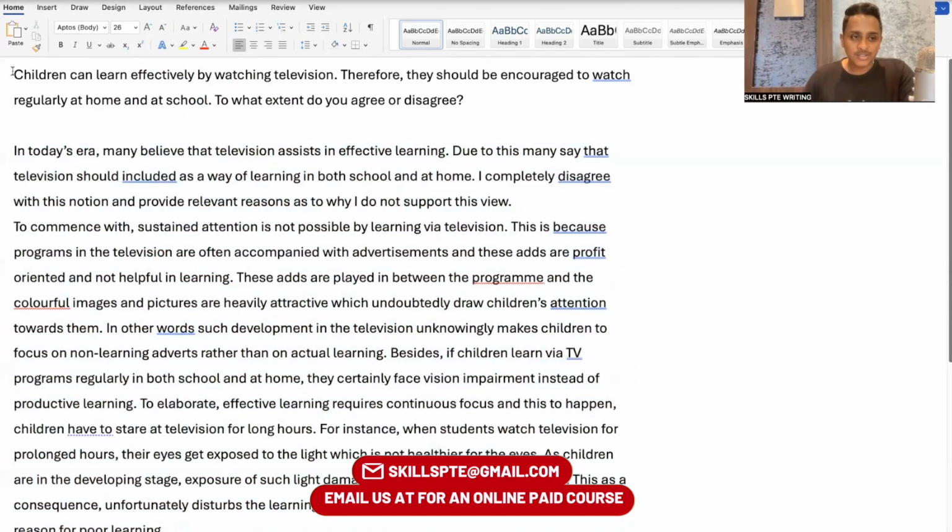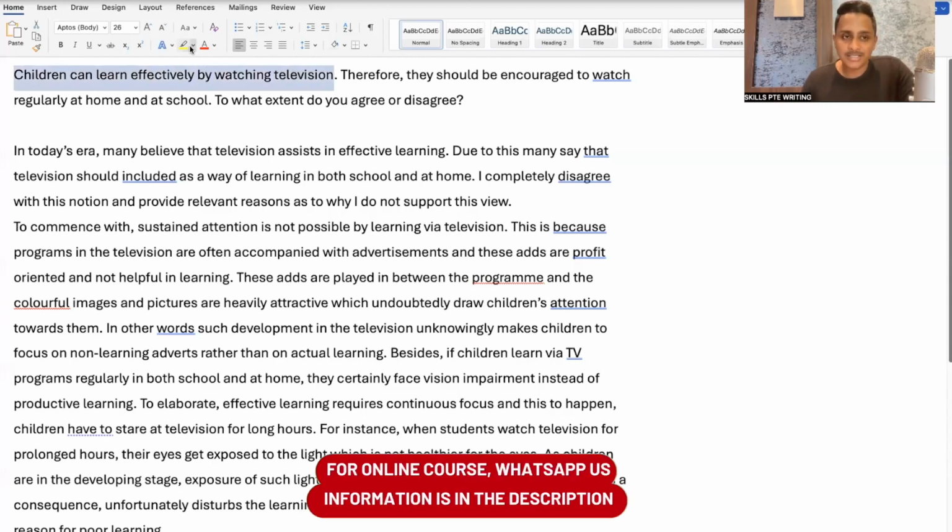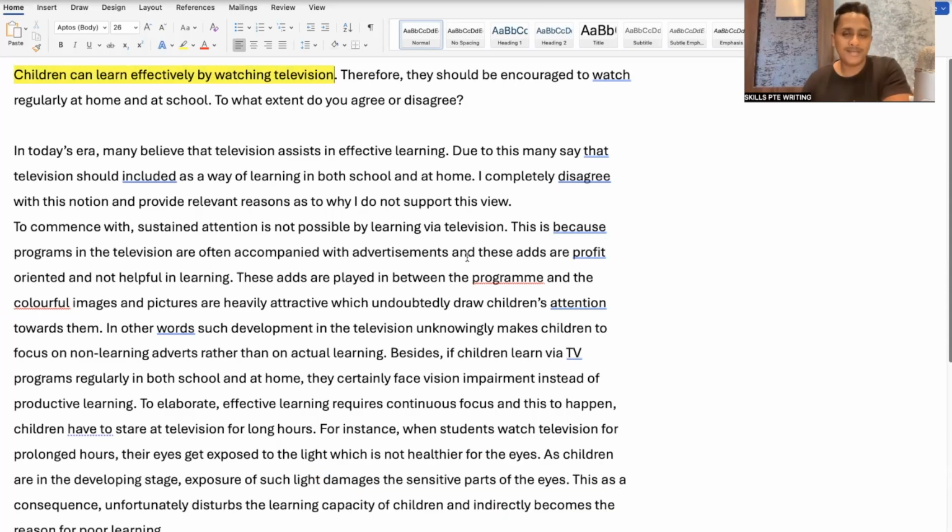Look at this question. Children can learn effectively by watching television. That is just the topic sentence. The question is this: they should be encouraged to watch regularly at home and at school. I should make the child watch the television at home, at school. At school also they should have one big TV or some screen. To what extent do you agree?